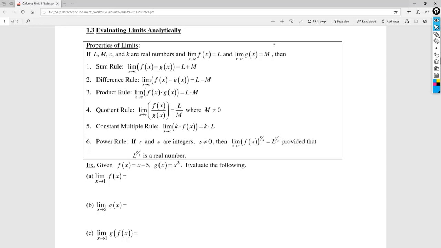Limits themselves are an operation and they have algebraic properties within themselves. So some things work with them and some things do not. So let's just talk about these briefly.